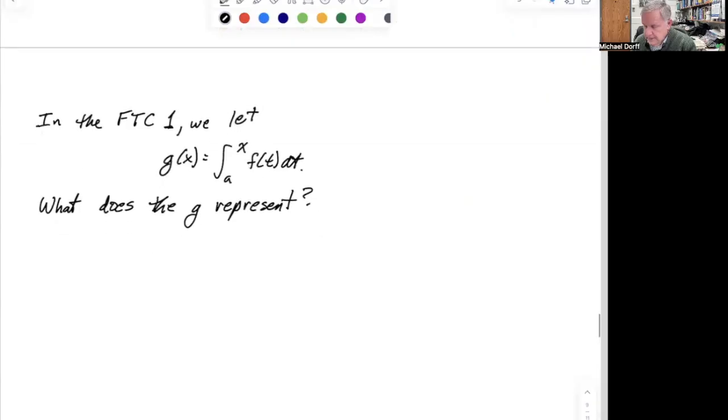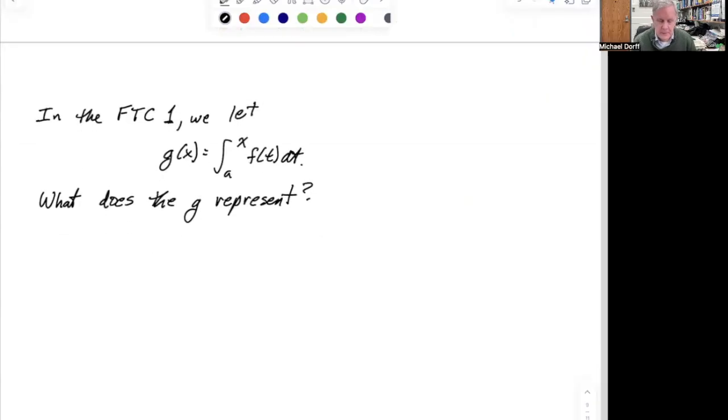Okay, so we did several examples like that. I think those cover a lot of the cases that you need to see. So let's do one last problem here, kind of talking about some of the ideas of what the fundamental theorem of calculus represents, or fundamental theorem of calculus part 1. So again, in the theorem, we let this function g equal that.